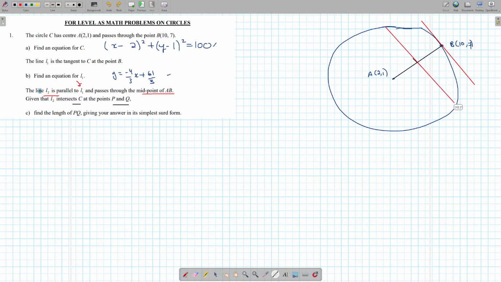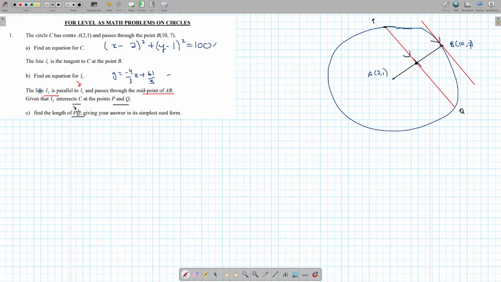Like this. So these are two parallel lines, right? They're parallel to each other. It passes through P and Q, and it passes through the midpoint over here, and it's parallel to this one. So obviously they want you to find the length of PQ. Find your answer in simplest surd form.